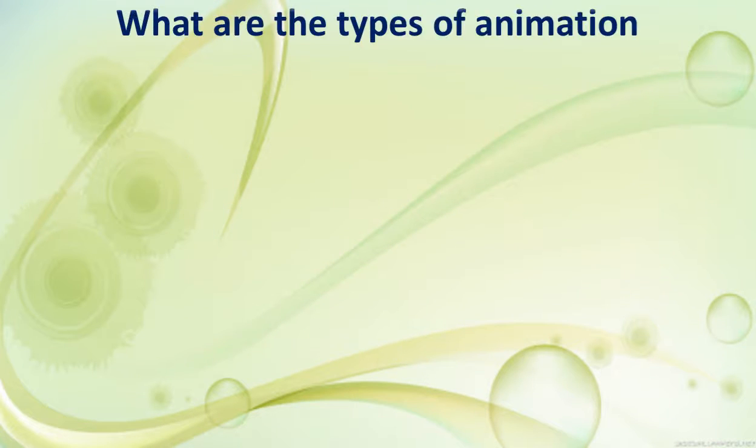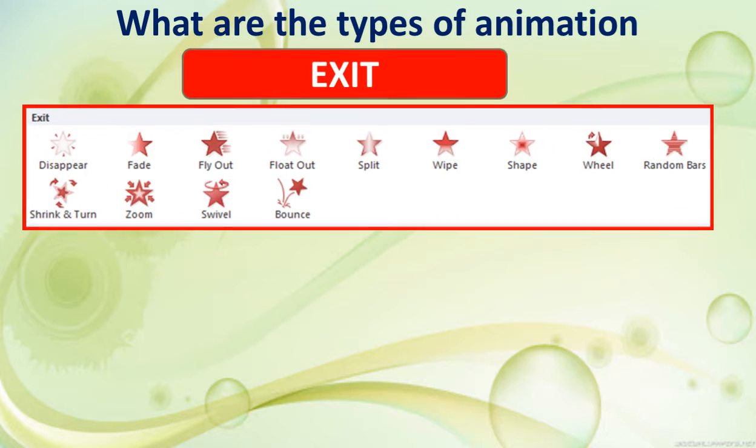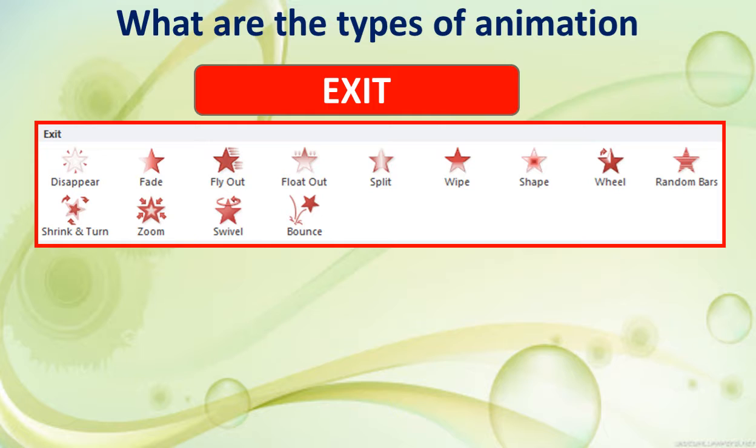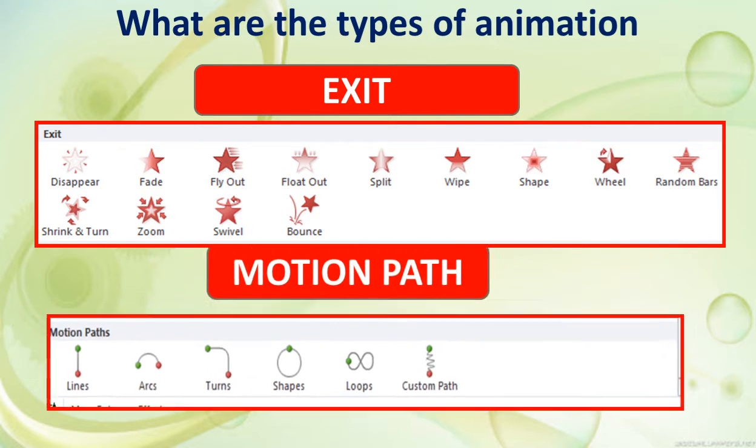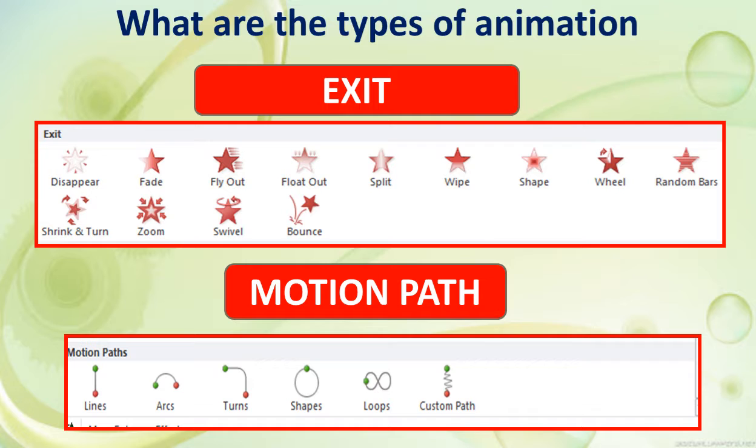The third type of animation effect is exit. These effects control the manner in which the object exits during the slideshow. Some of the effects are disappear, fade, fly out, float out, split, wipe, shape, bounce and swivel. The last one is motion path. These effects allow the object to move up or down, left or right, in a star or a circular pattern. These effects enable objects to move from one position to another on the slide along a specified path during the slideshow.